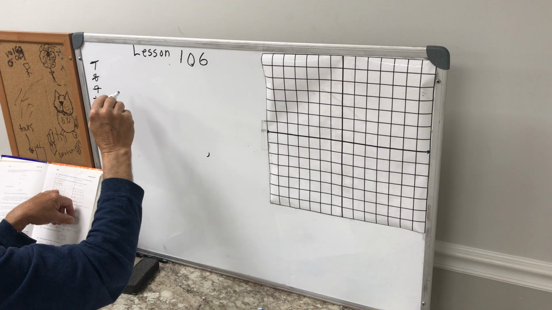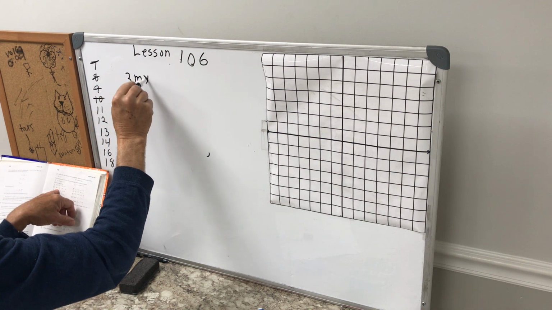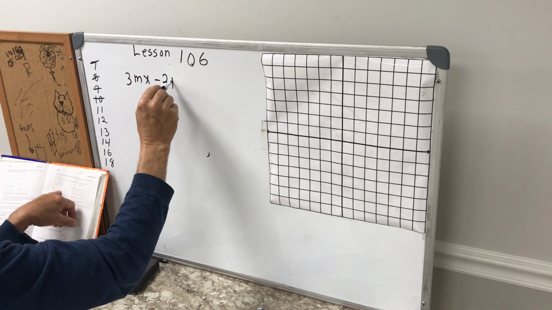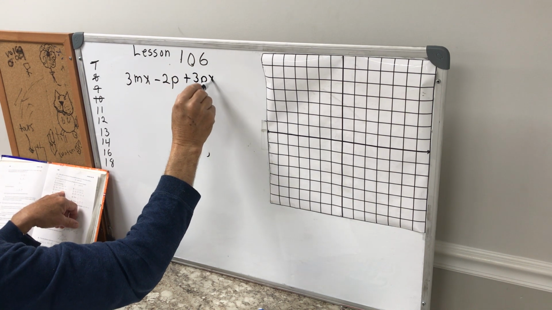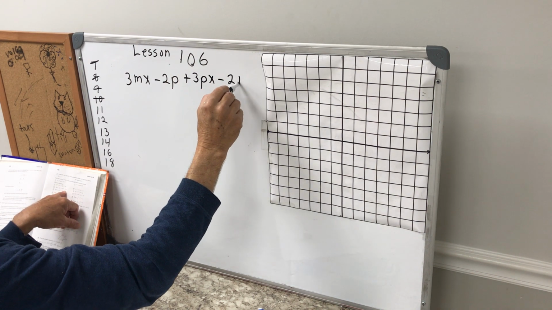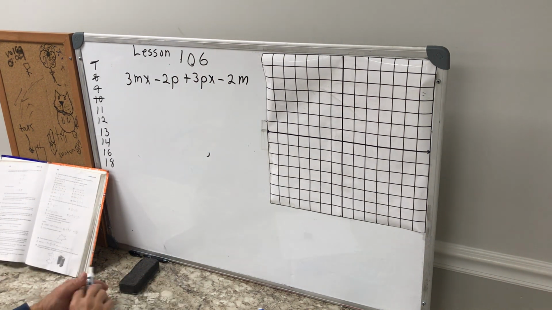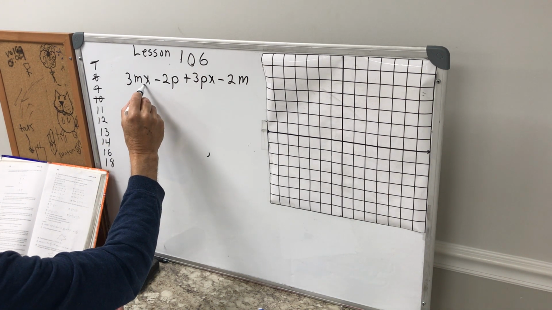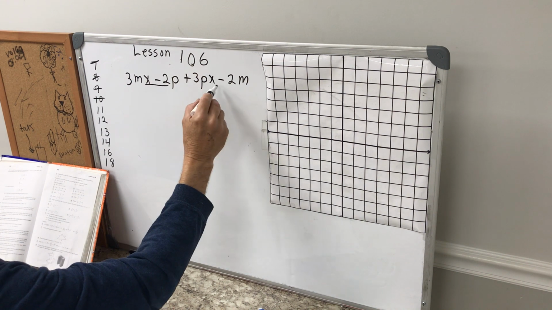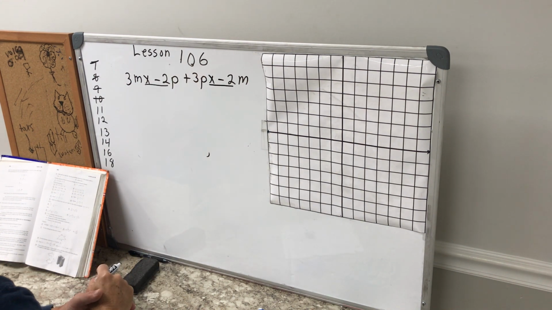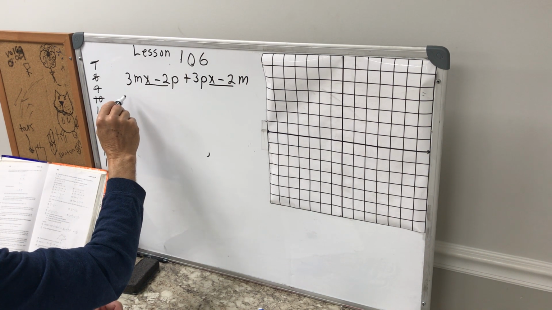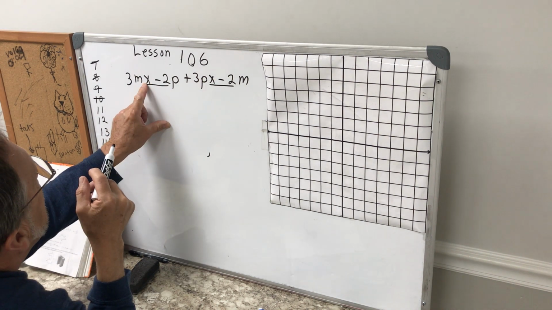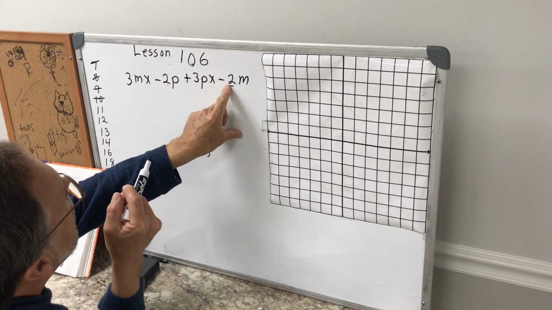11. 3mx negative 2p plus 3px negative 2m. What are we going to do with that one? One of the things that I look for is something like this. Do you see the x negative 2 and the x negative 2 here? I think that if we, well, let's see here. No, that won't work. That will not work. That was not a good move.